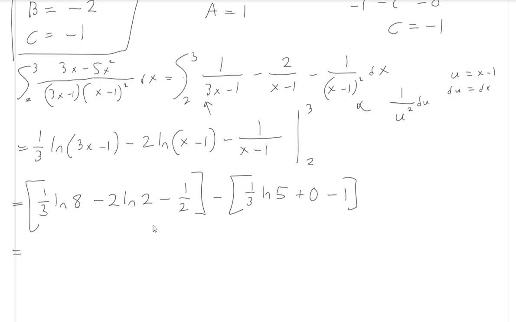Okay, now you can keep all these natural logs separate. However, I do see this natural log of 8. Natural log of 8 is the same as natural log of 2 to the third, which I can pull that 3 out and cancel out there. And then minus 2 natural log of 2. I also have a minus 1/3 natural log of 5. And I have a minus 1/2 and a plus 1, so that will give me overall plus 1/2.